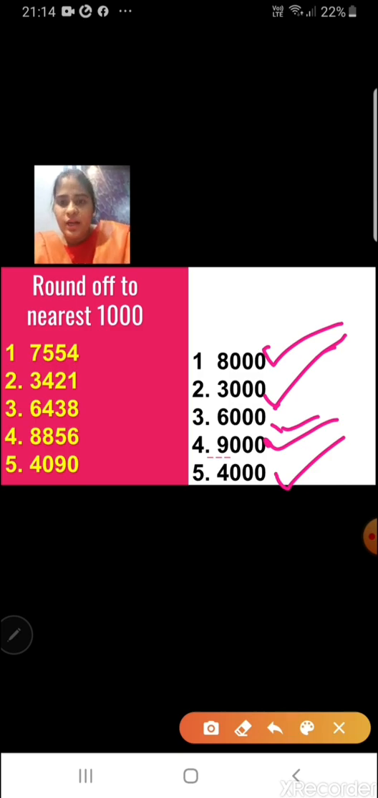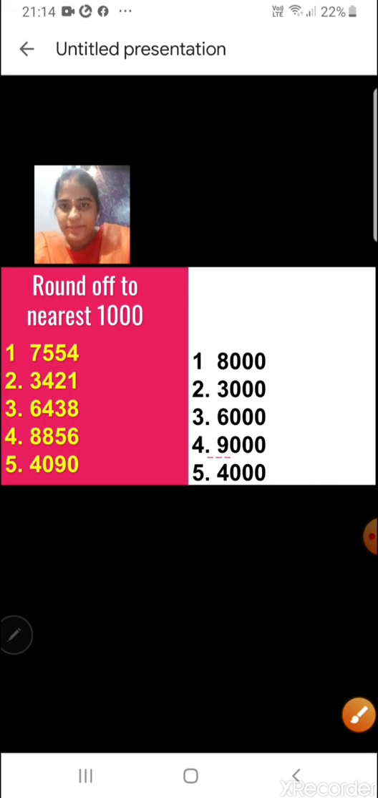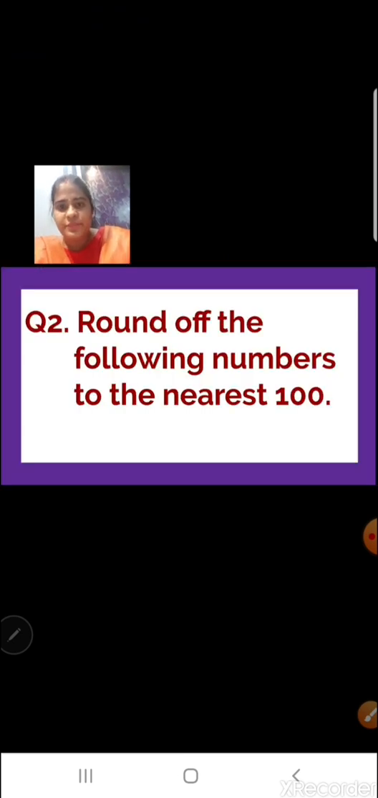Children, I hope you have understood how to round off to the nearest 10, hundreds and thousands place. All the rules are same. Only which number we are going to focus on is different. So we have to concentrate on that. Now let us see a few more examples from exercise 1.5. Take out your notebook, children. Be ready.